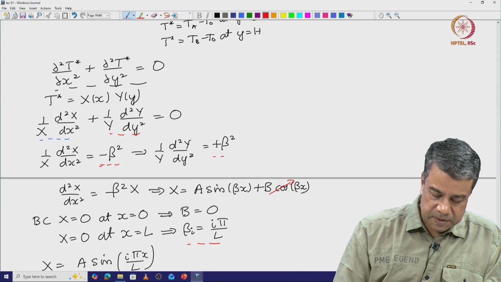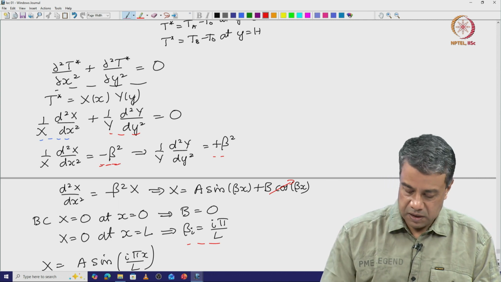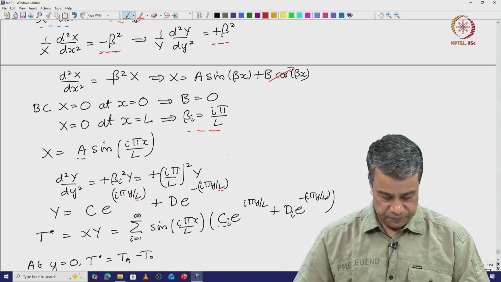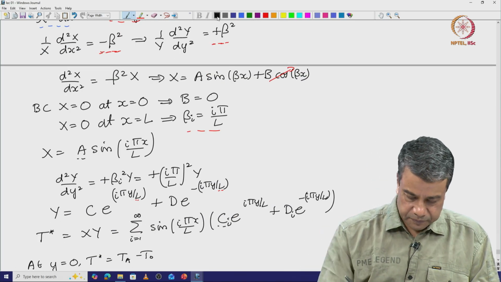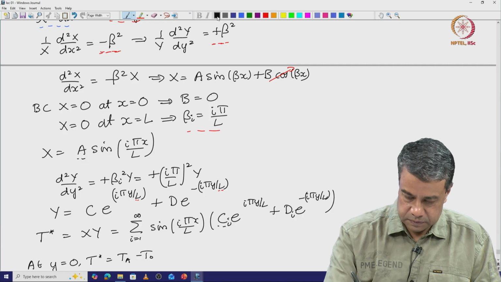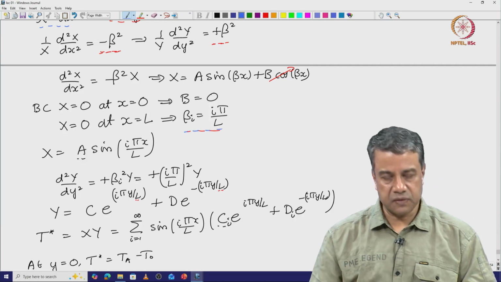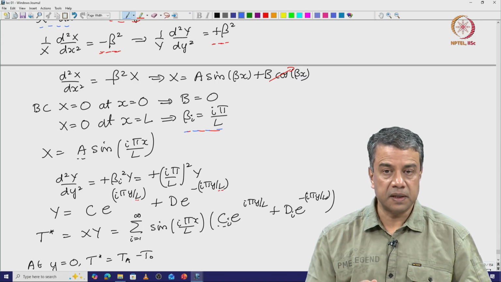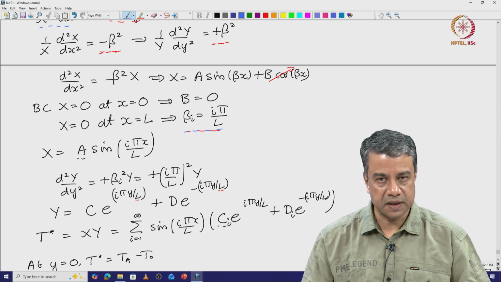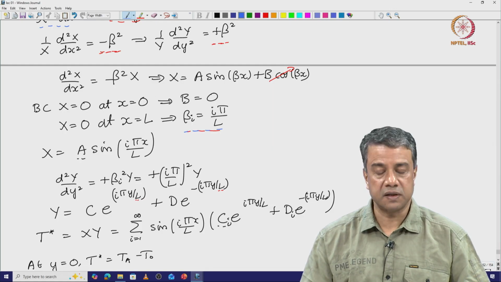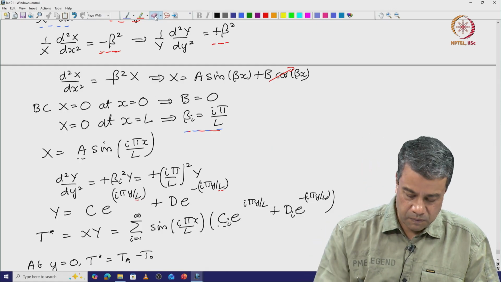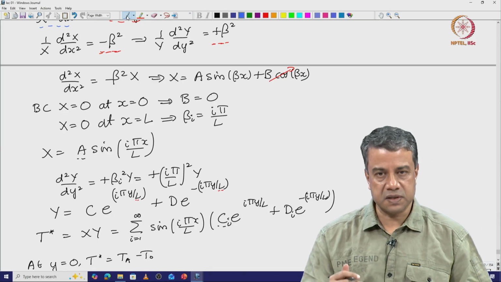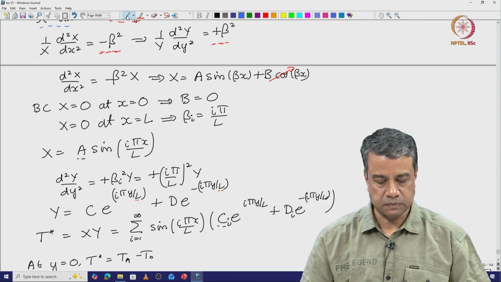Therefore, I have to assume minus beta square in the x direction and plus beta square in the y direction, and I get the solution for beta as i pi by L. It should be noted that i pi by L is only if you have sine and cosine functions, or in general if you have the boundary conditions for the velocity being 0 at both boundaries.